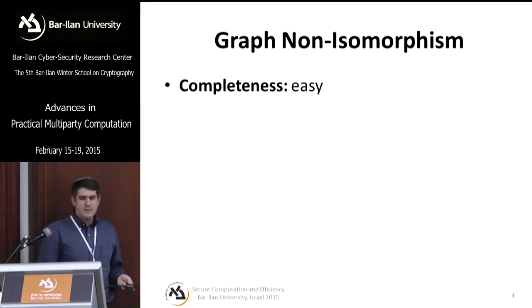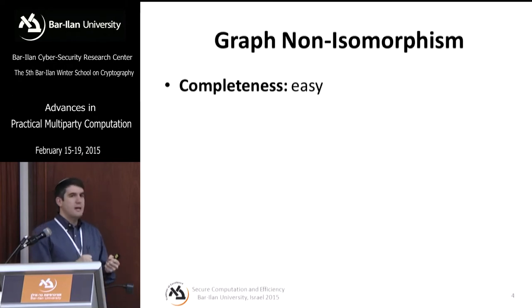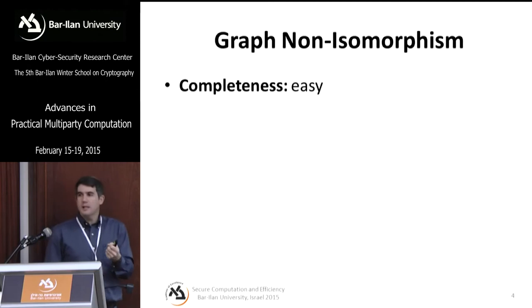Now, why is this at all helpful? Well, completeness is easy. If the two graphs are not isomorphic, then whatever graph the prover gets, it's going to be isomorphic to only one of G0 and G1. And so by heavy computation, the prover is able to find which of the graphs it's isomorphic to.